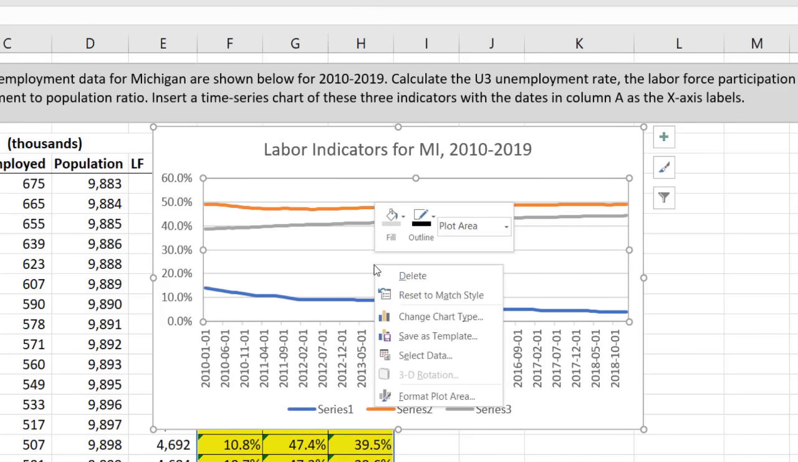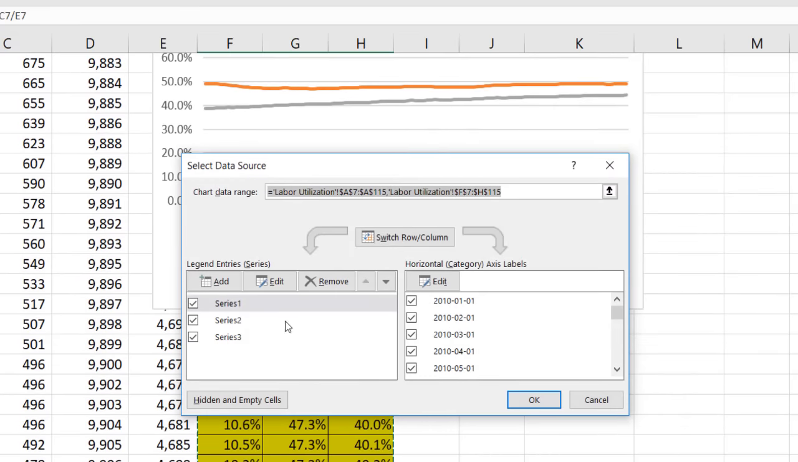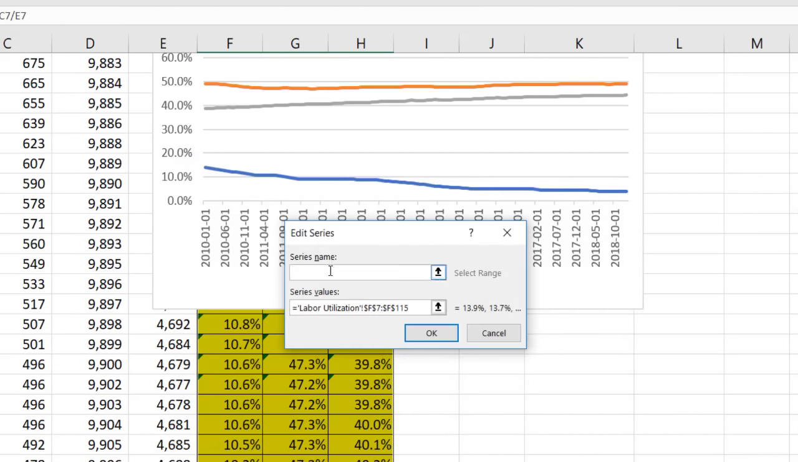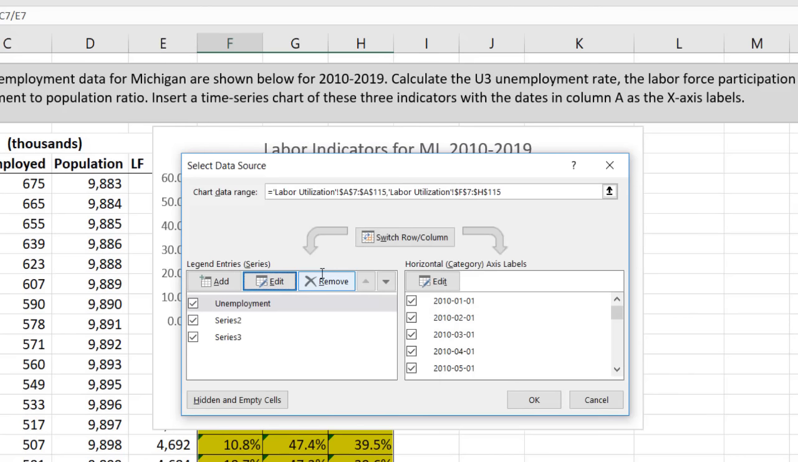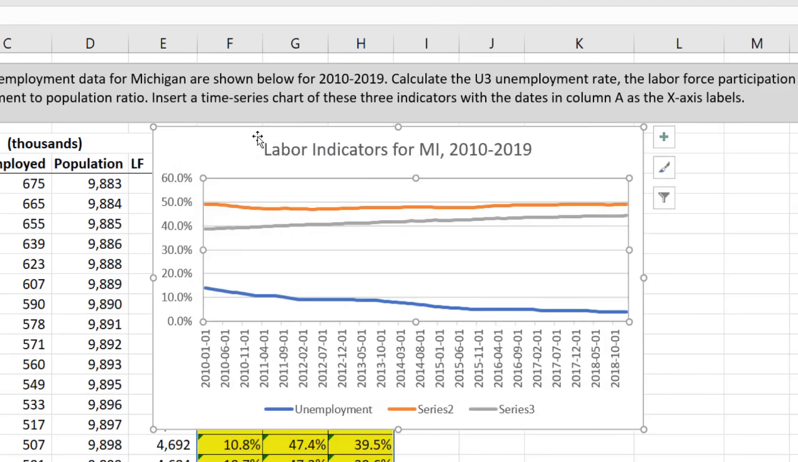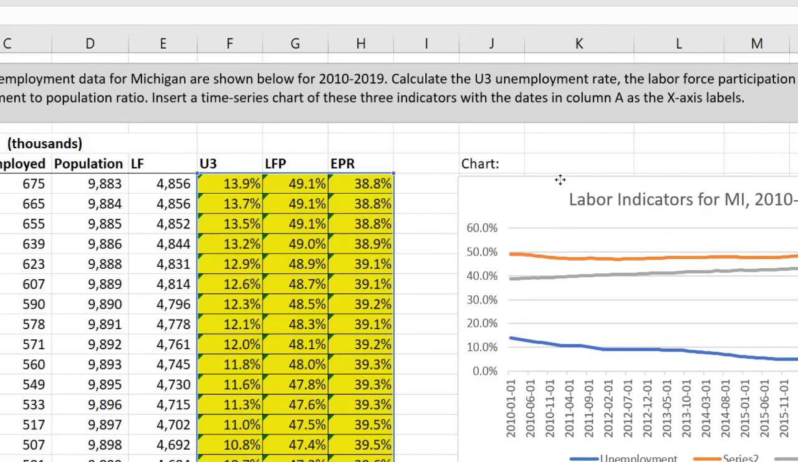So I'm going to right click here and go down to select data. Then series 1, I'm going to edit and change the series name. Now series 1 is the stuff in column F, so that was unemployment. So let's call this unemployment in series name. Okay, let me move this over here. I want you to put the chart right there.